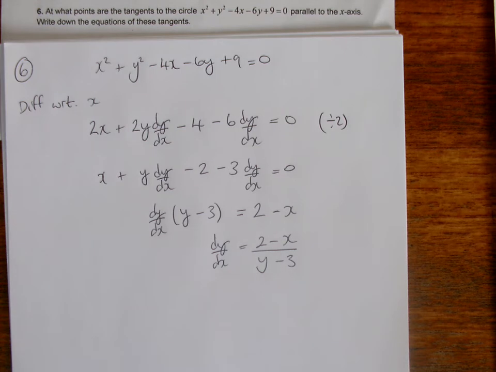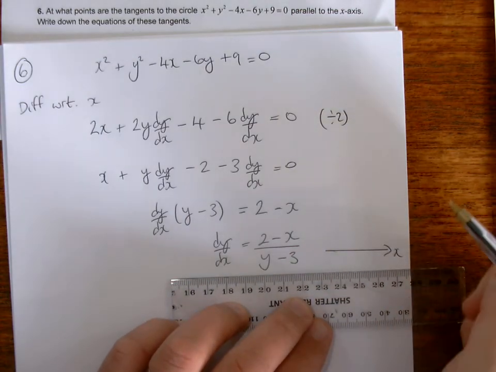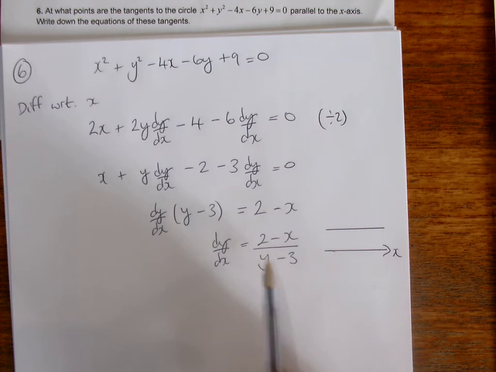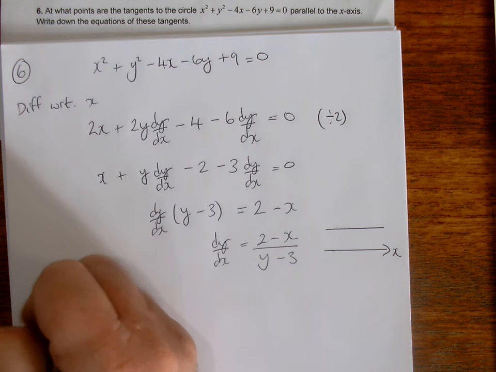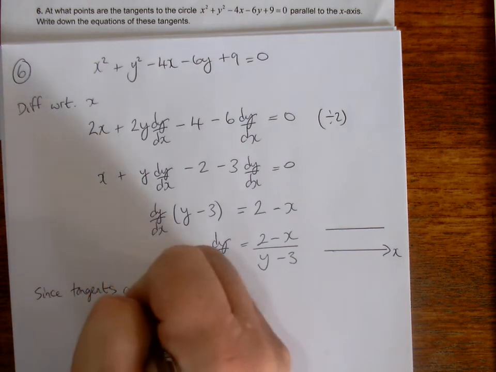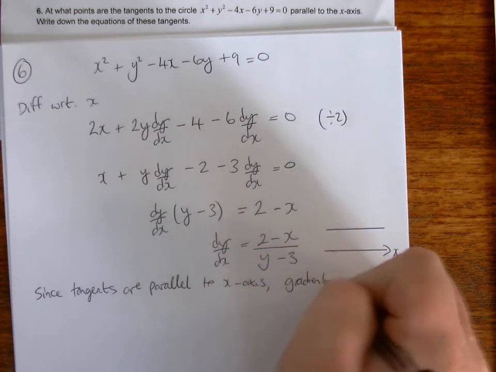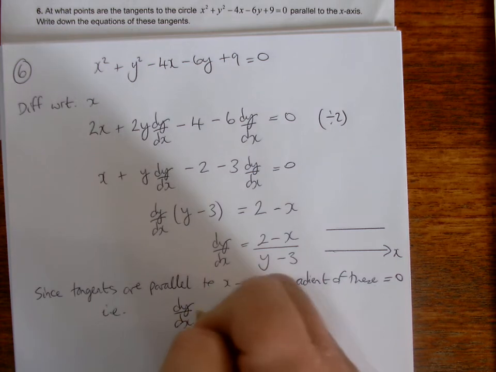Now we need to think about what it means when it says parallel to the x-axis. The x-axis, of course, is horizontal. That means your tangent, if it's parallel to the x-axis, is also going to be horizontal. If your tangent is horizontal, what can we say about dy/dx? Well, if it's flat, the gradient is 0, isn't it? So we could say, since tangents are parallel to the x-axis, the gradient of these will equal 0. In other words, dy/dx must be set to be 0.